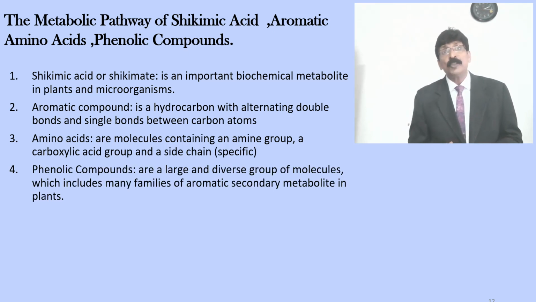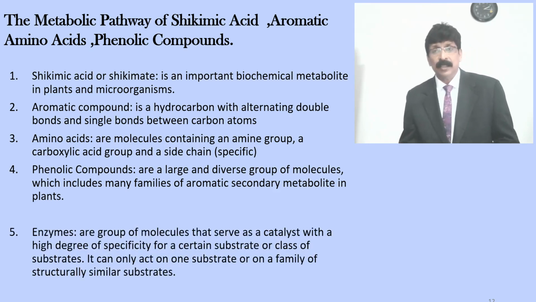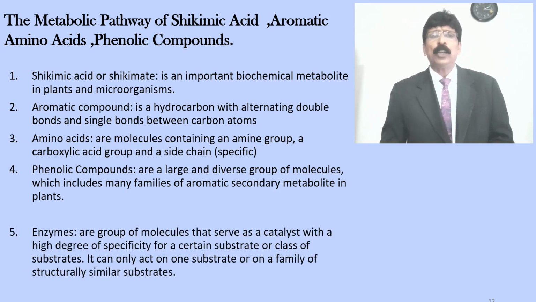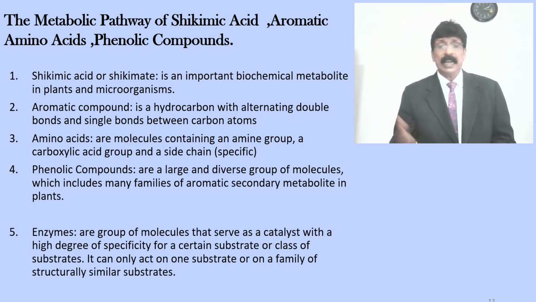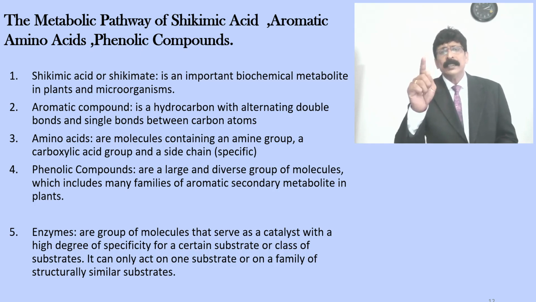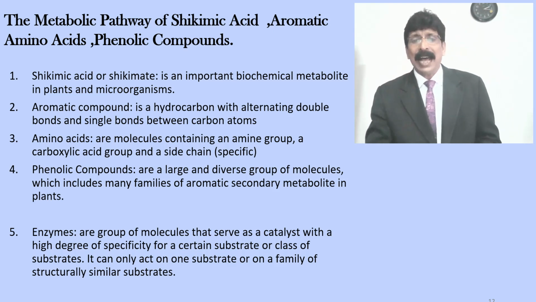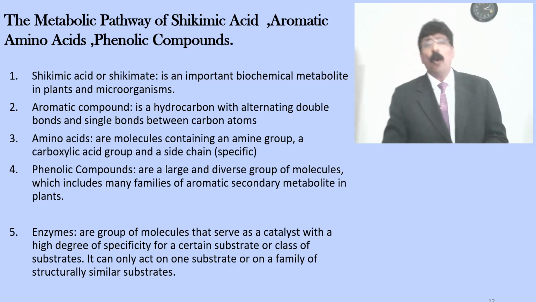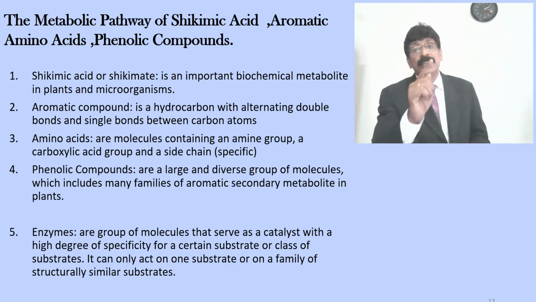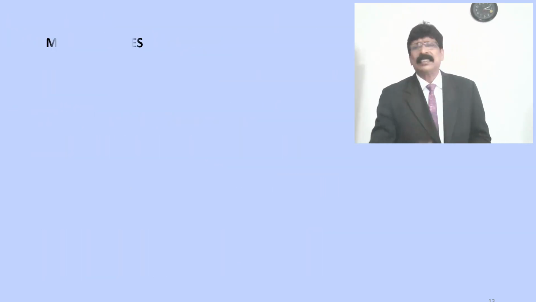Phenolic compounds are a large and diverse group of molecules, including families of aromatic secondary metabolites in plants, like flavonoids. Many are included in these phenolic compounds, even tannins. Enzymes are a group of molecules that serve as catalysts with a high degree of specificity for a certain substrate or class of substrate. An enzyme can only act on one substrate or on a family of structurally similar substrates. So this is just a definition students should know.